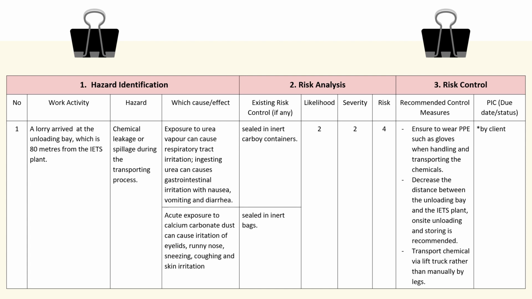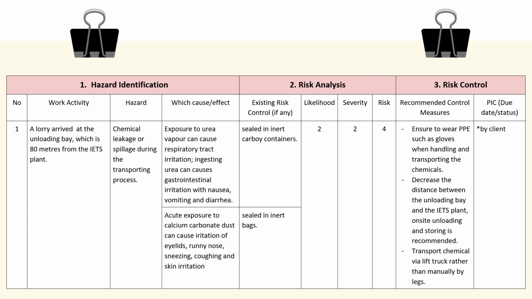For example, all of the chemicals are either sealed in inner cardboard containers or plastic bags. The likelihood of a hazard is 2. The severity of a hazard is 2. Hence, the level of risk is 2 multiplied by 2 equals 4, which is low, as given in the risk matrix table. The recommended control measures for the hazards are: 1.